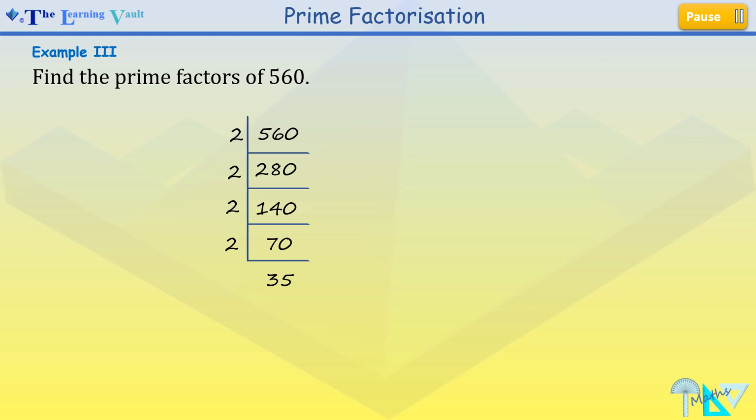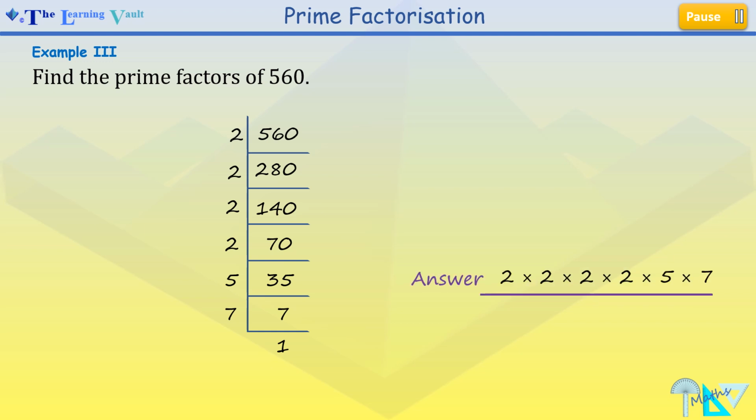Now this is not an even number, so we're going to look at using the next prime number for 35, and this will be 5. 5 into 35 will give us 7, and finally 7 into 7 will give us 1. So our answer is 2 times 2 times 2 times 2 times 5 times 7, or we can have it as 2 to the power of 4 times 5 times 7 in index form.